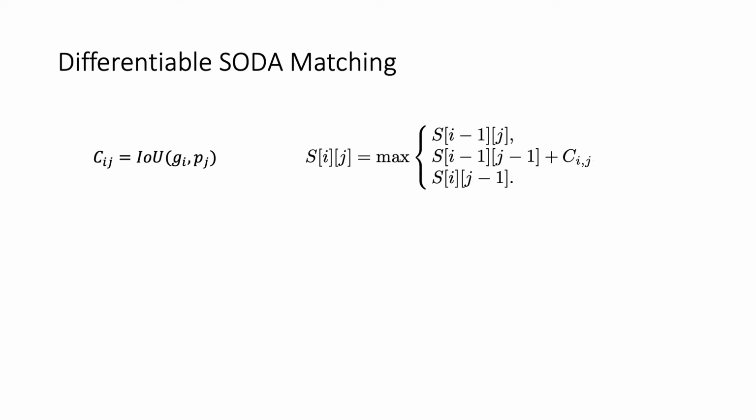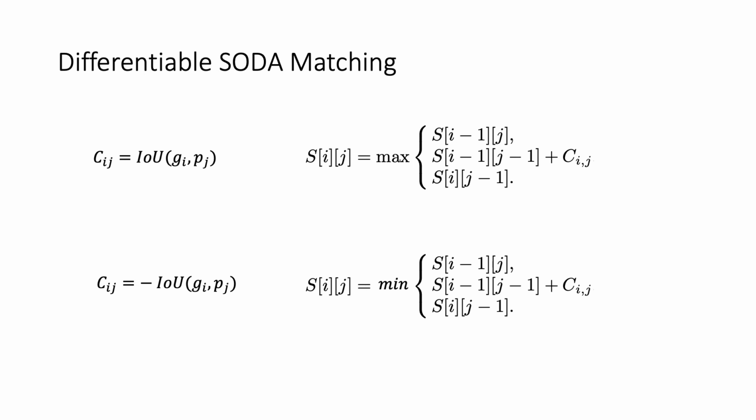To make the matching algorithm differentiable, we convert the IOU maximization problem of the matching algorithm into minimization by negating the cost and replacing the max operator with min operator in the recurrence equation. Further, we replace the non-differentiable hard min operator with a smooth min operator.